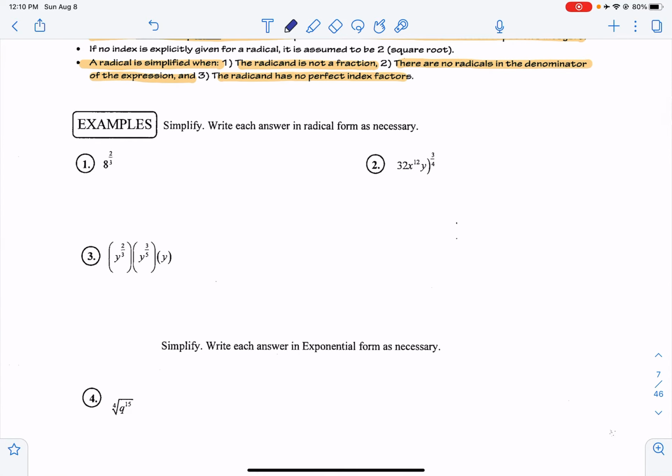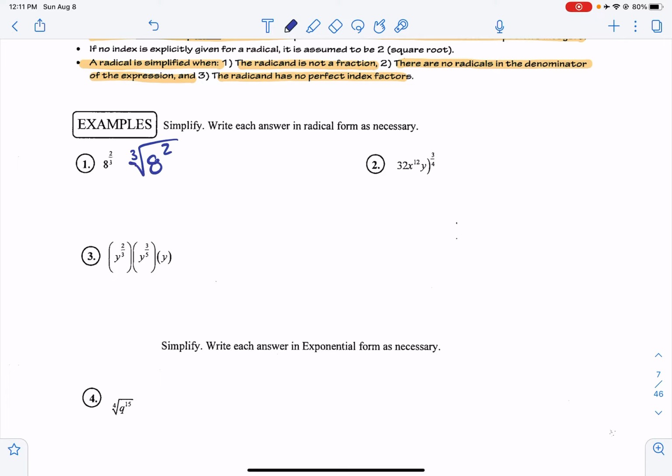First of all, 8 raised to the 2/3 power. If I want to write that in radical form, then I need to move that fraction. That 2 stays on top, so I still have 8 squared. But now that 3 comes right out here. It doesn't go in front of the root. It becomes the index of the root. It's that little number that goes up in the root. So this becomes the cube root of 8 squared.